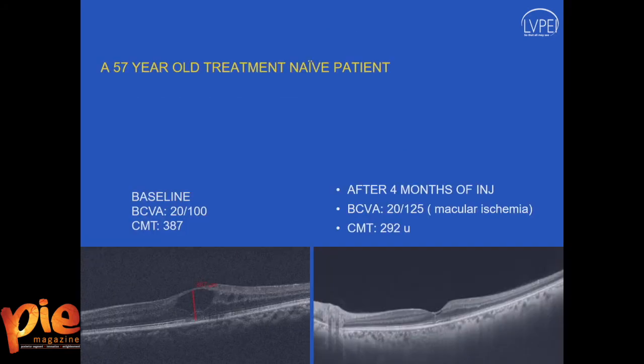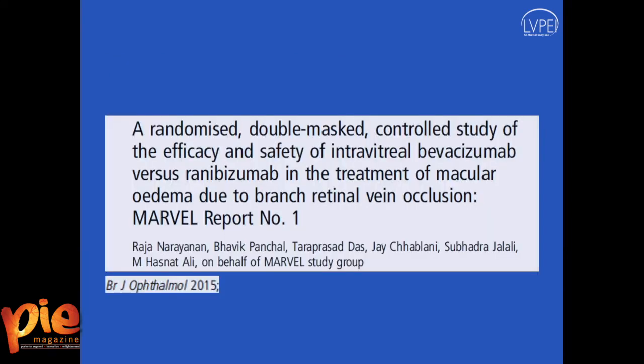This is another patient who had a baseline vision of 20/100, and with 1 injection, this patient had only a 4-month follow-up, she didn't come beyond that. But at 4 months, there was significantly improved OCT, although there was some amount of ischemia because of which the vision did not improve significantly.